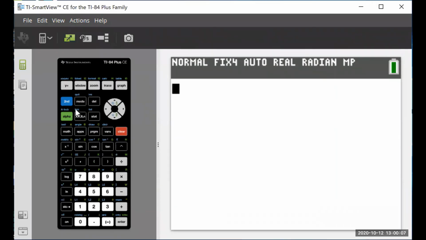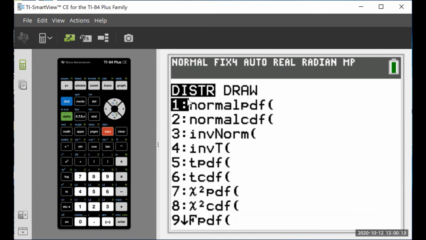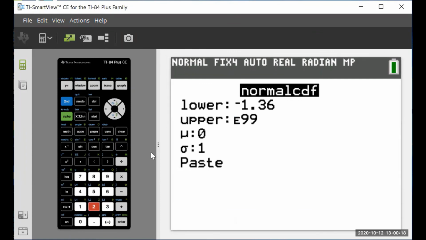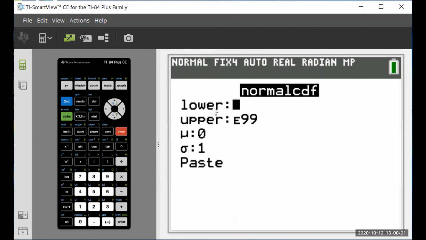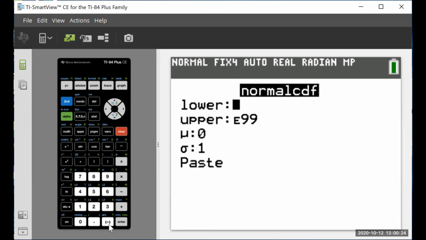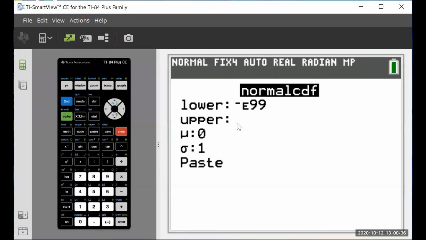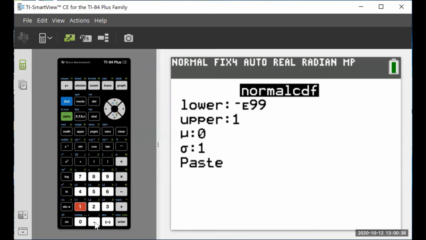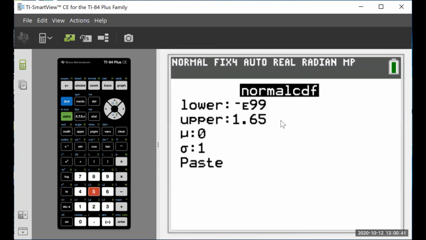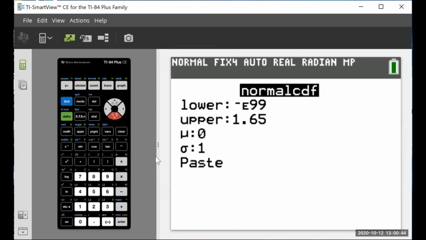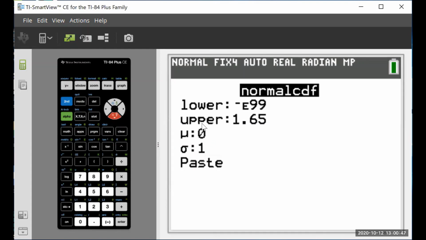Now in the TI-84 calculator, we go to second, then vars to access the distribution. And I'm looking for the normal CDF, so number 2. We are going to fill this information here. The lower limit in this case is negative infinity. So for negative, we use this. Infinity, we do E99. If you press second and comma, you'll get E, then 99. That is the lower limit. The upper limit is 1.65. Mean is 0. Standard deviation is 1 because this is the standard normal distribution.